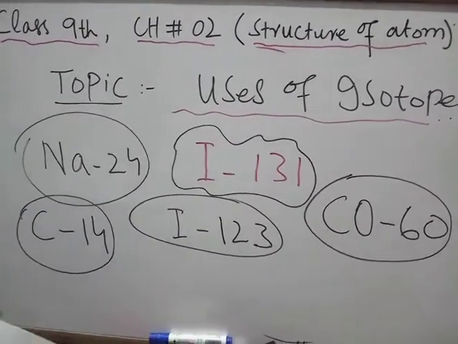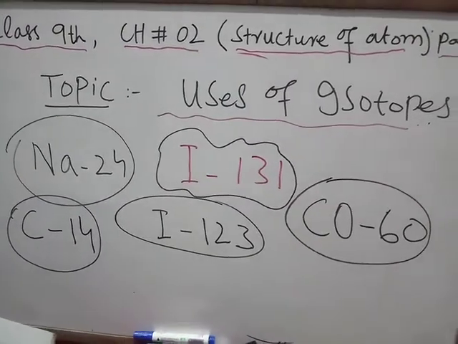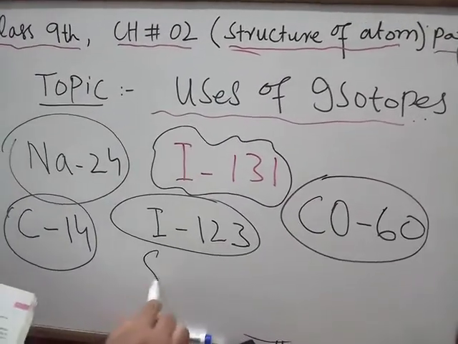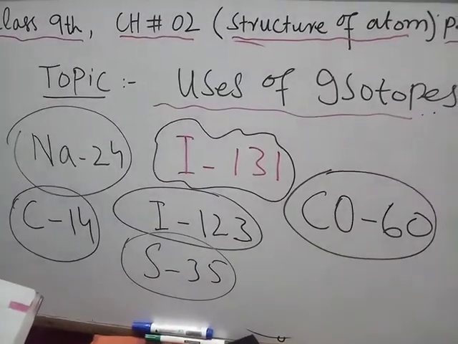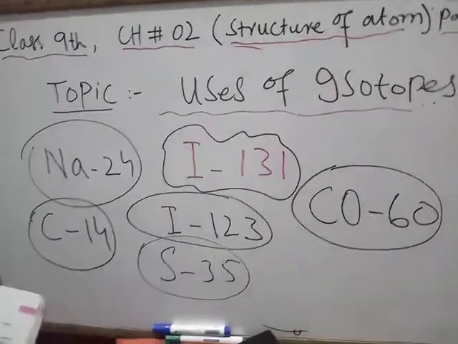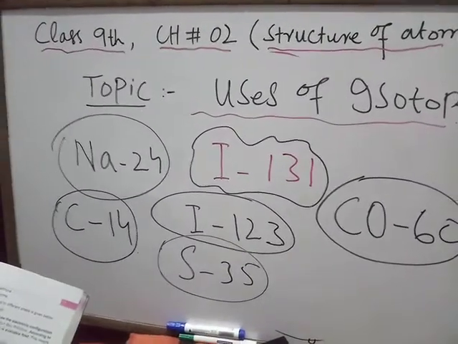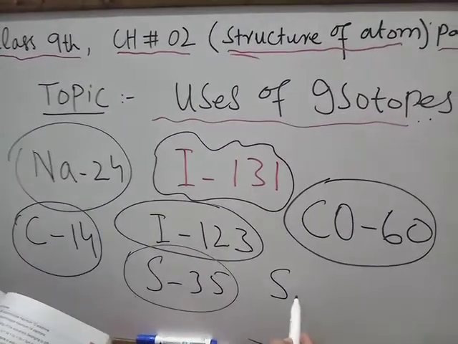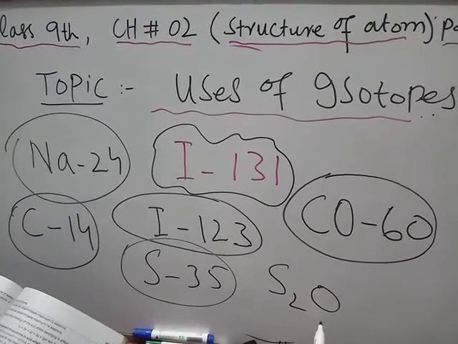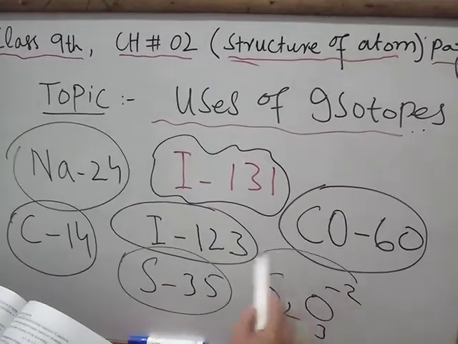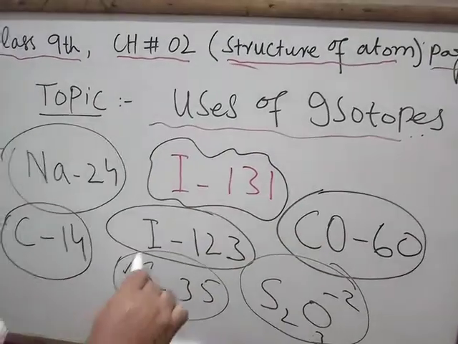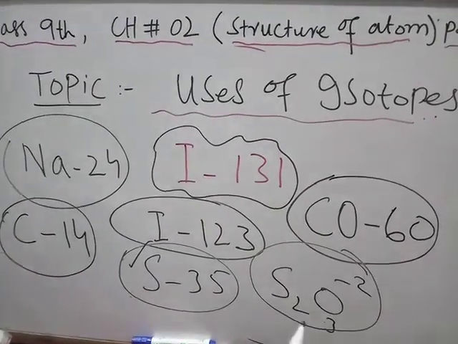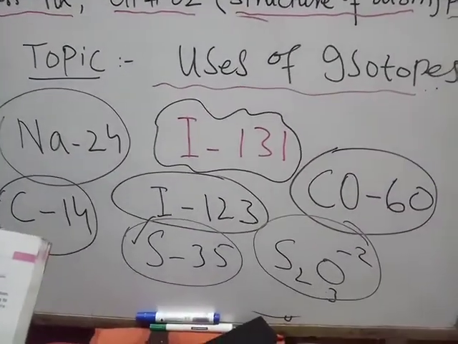Similarly, the sixth use is sulfur 35, S35. It is used to determine the molecular structures of various ions. For example, in your book they have given S2O3 thiosulfate ions. What is its structure? So this isotope is used to determine the structure of the thiosulfate ion.